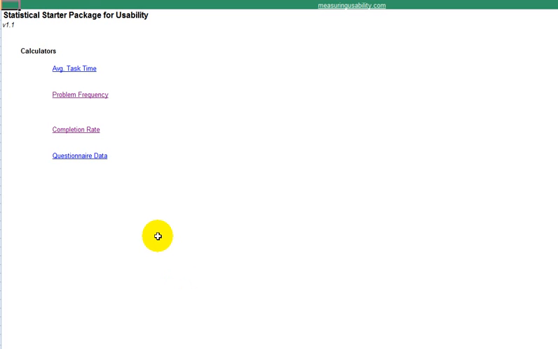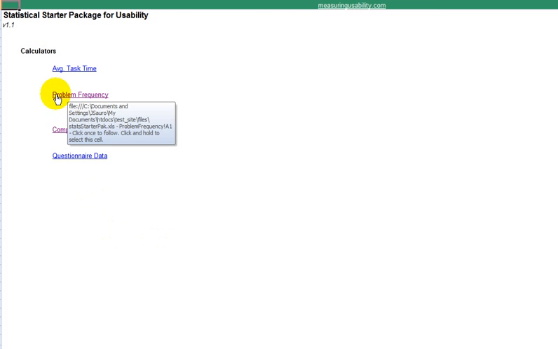All right, let's say you just ran 5 users in a test and you saw that 3 of these 5 users had a problem with a design element. And you want to know, if 3 out of 5 users have the problem, what percent of all users would likely have this problem if somehow we were able to test them.